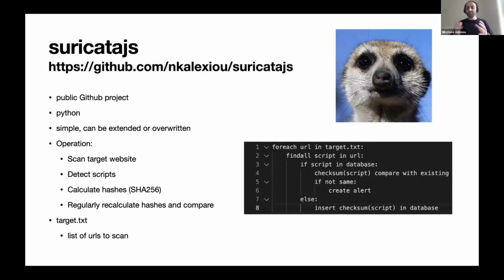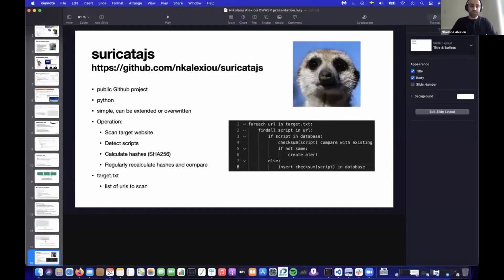And if the script doesn't exist in its database, it will hash it and put it in the database. If the script has been checked before and exists in the database with its hash value, it will recompute the hash value and compare it to the one that exists in your database. And if they don't match, it will create an alert. So that's the functionality of Suricata.js. And at this point, I think I have the time to show you a demo.